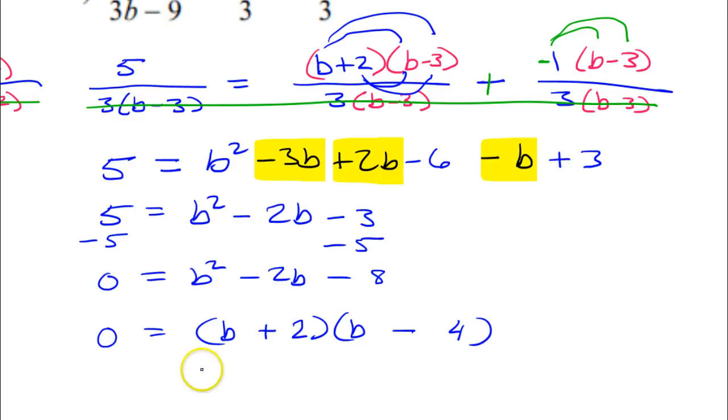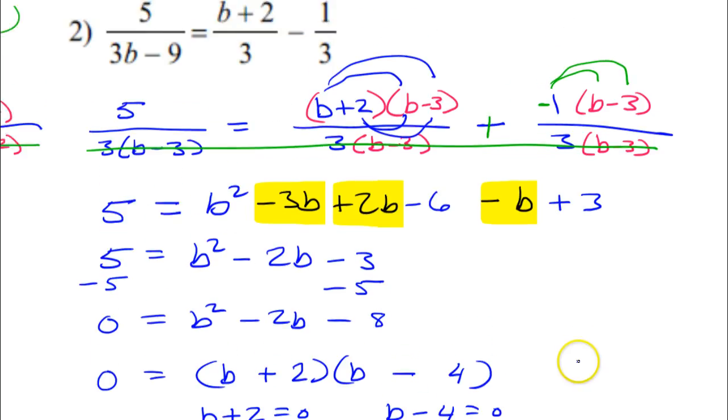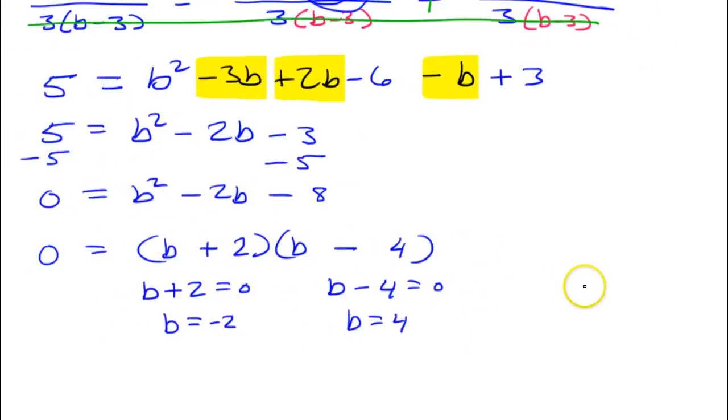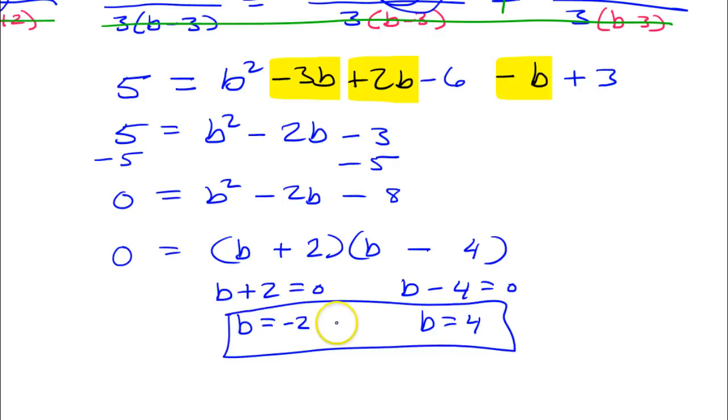To get the solutions, I just need to set these two factors equal to 0. So here I'm going to get b equals negative 2 and b equals 4. Okay, let's check the excluded values. B cannot equal 3. That is a fact. But none of these are 3, so we're good. So these are the two solutions, negative 2 or 4.